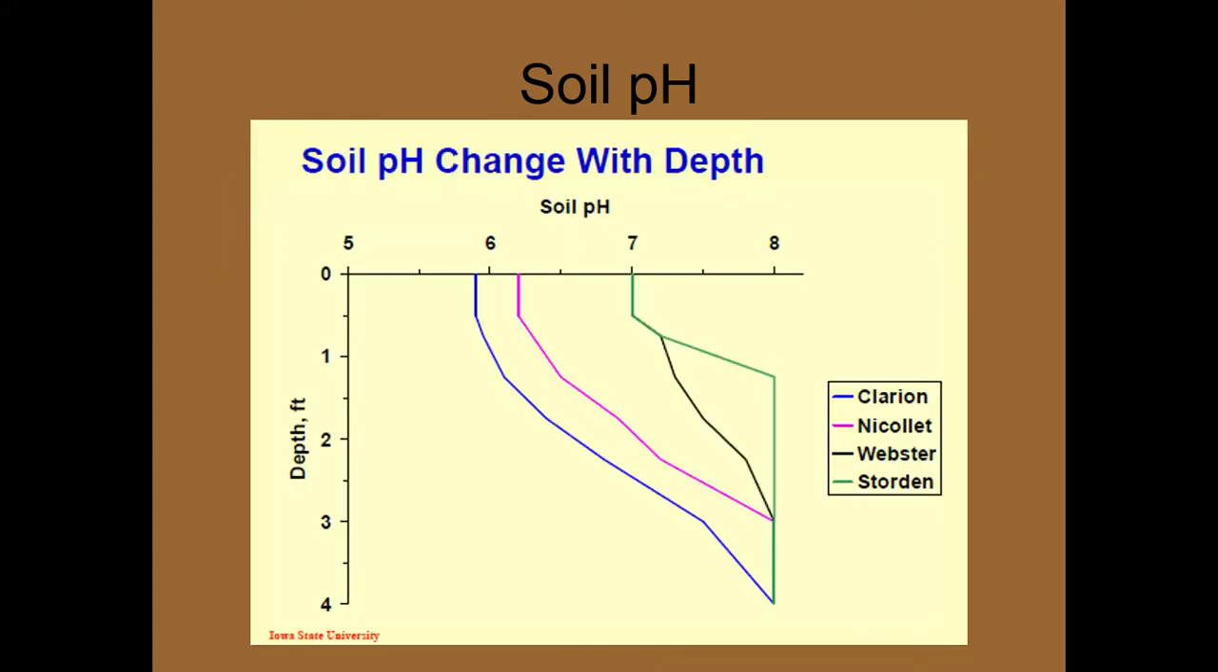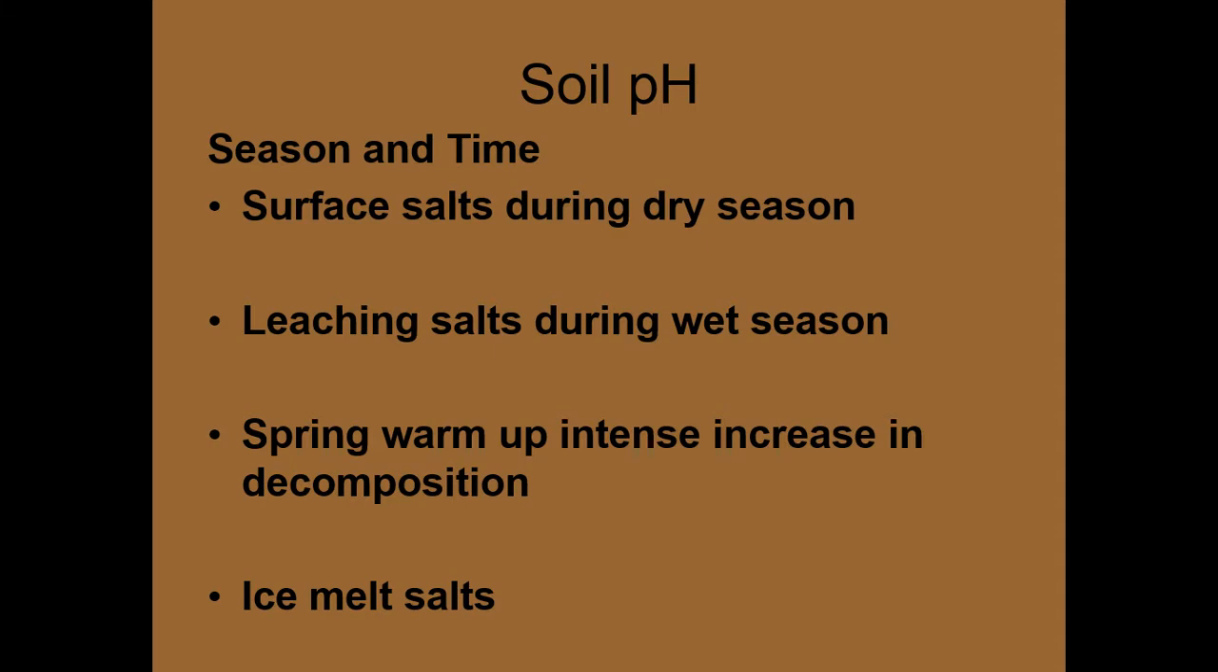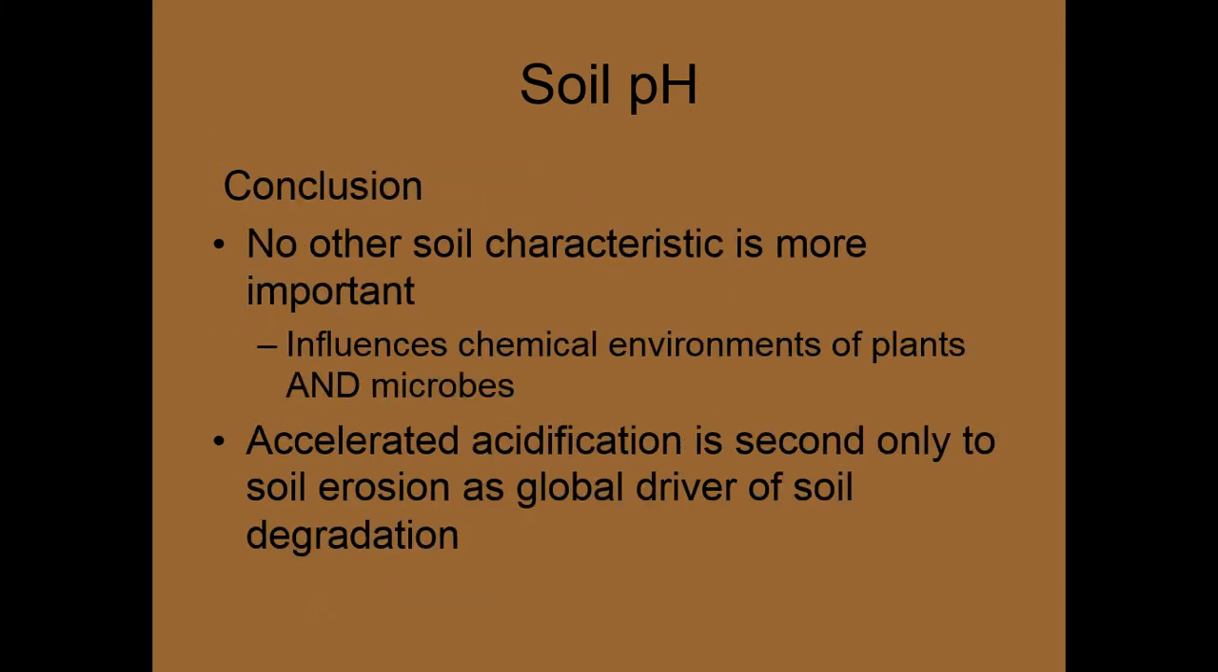And then pH often changes with depth. A lot of this would be related to our soil forming factors being most active at the top of our profile. Then as we move down, we start to get into some of our parent material that hasn't been affected by our soil forming factors. And then also seasonality and time. There might be surface salts during a dry season, which are then leached out during the wet season. Spring warm-up can also increase decomposition, so there might be a flush of acid formation at that time. And in an urban setting, something like ice melt salts can influence soil pH as well.